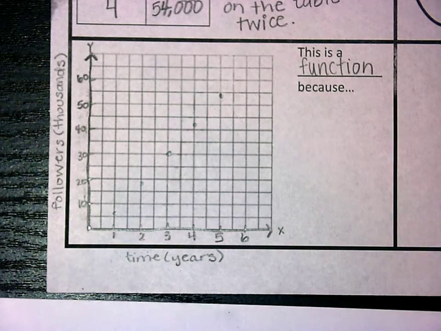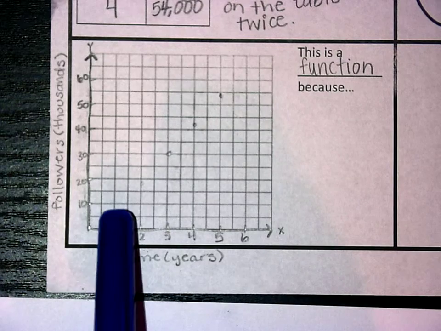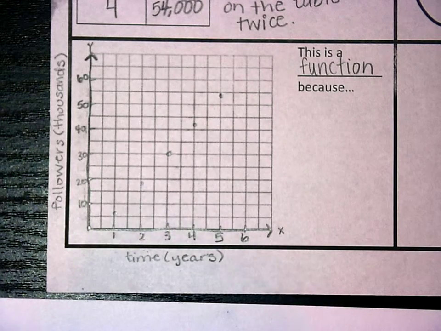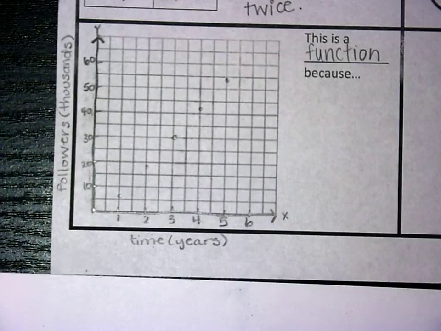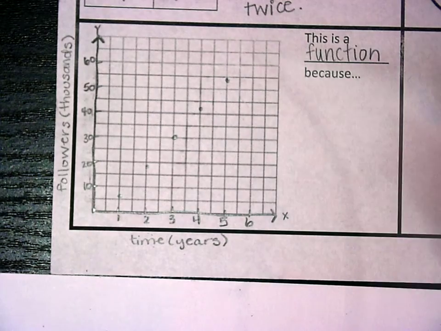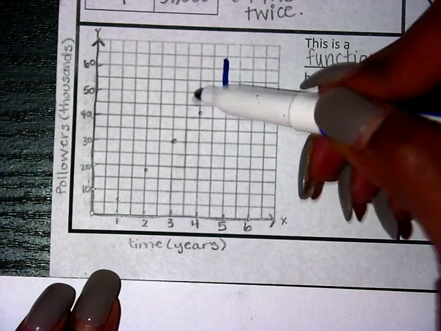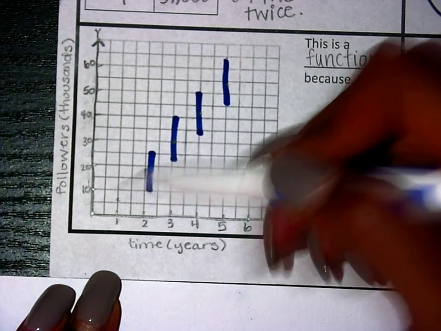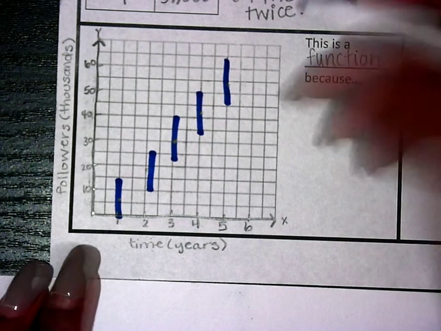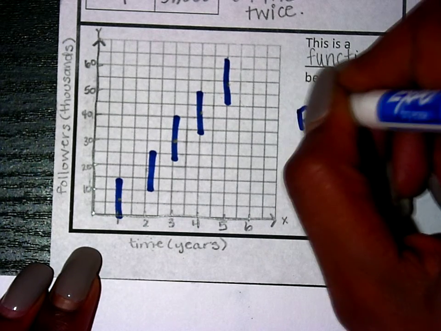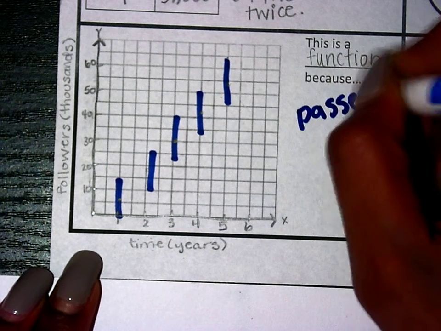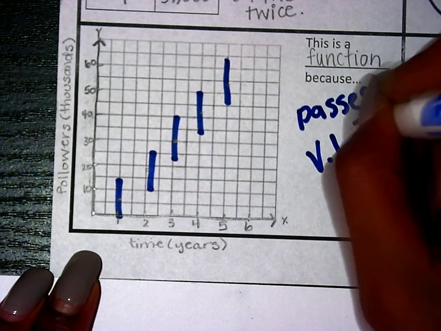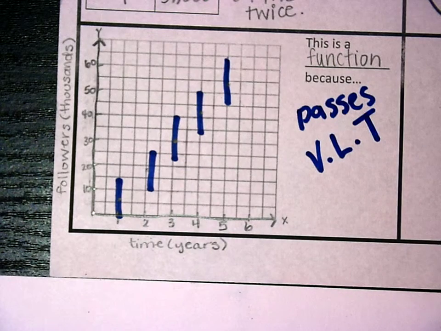So from here, I can see that in 2001, I had 6,000 followers. Then you can keep going. The numbers are the same thing as in my table. This is a function because, remember, if we draw a line through each one of these points, we only pass through one at a time. Passes the vertical line test. That is a function.